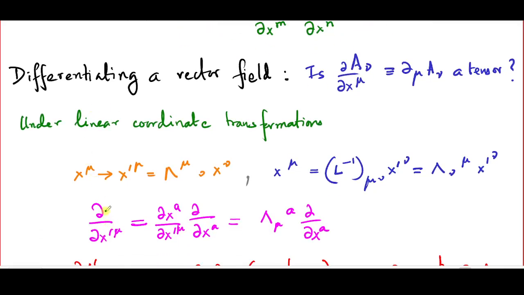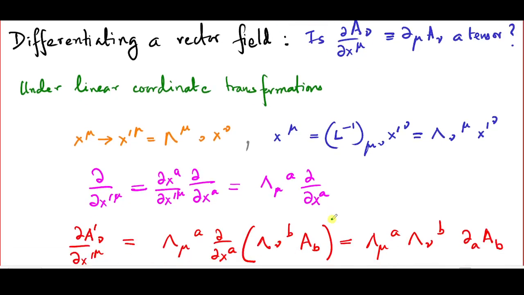First of all, we need to know how ∂/∂x'^μ is related to the old derivatives, or rather derivatives with respect to the old coordinates. And that's straightforward. You just use the standard chain rule in partial derivatives. ∂/∂x'^μ is ∂x^a/∂x'^μ times ∂/∂x^a. And for this, we will need these factors, which is Λ^μ_a.